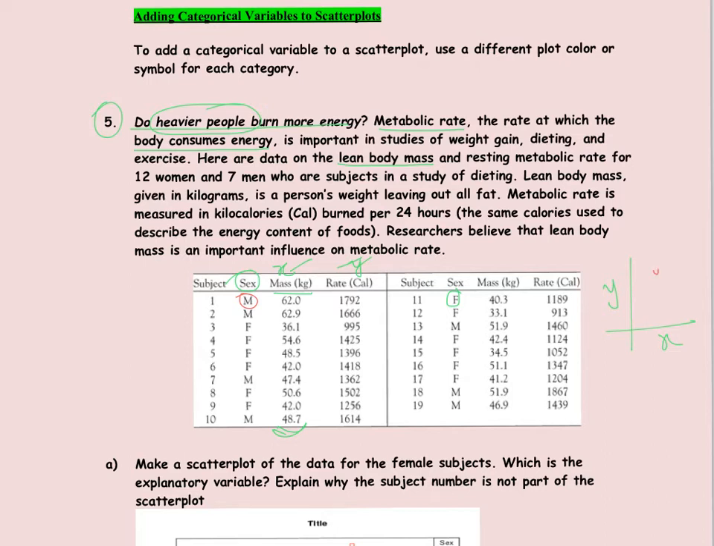You'd see the point represented by a red dot or a red circle would be a male, and maybe a blue square could be a female. So there's a way of doing that in Crunchit as well. So that's somehow incorporating a categorical variable into a graph.